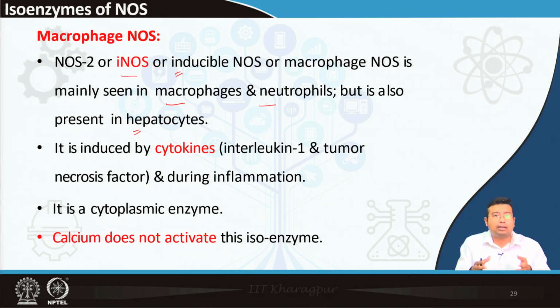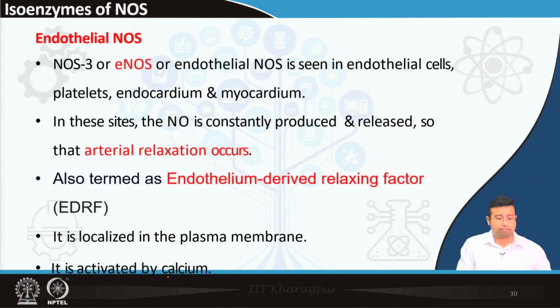Cytokines are chemical compounds that are mediators of multiple reactions, for example, inflammation. A few examples of cytokines are interleukin 1 and tumor necrosis factor. So, these are the cytokines or chemical compounds that can induce this enzyme to form nitric oxide. Again, this is a cytoplasmic enzyme. One key difference from the first isoform is that it is not activated by calcium. So, calcium has no effect on this enzyme.